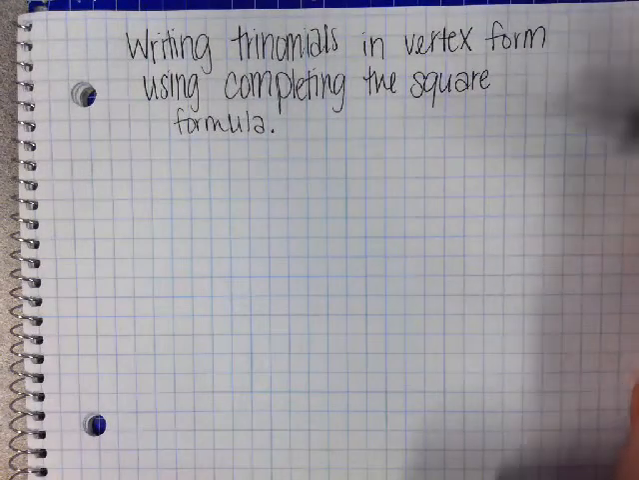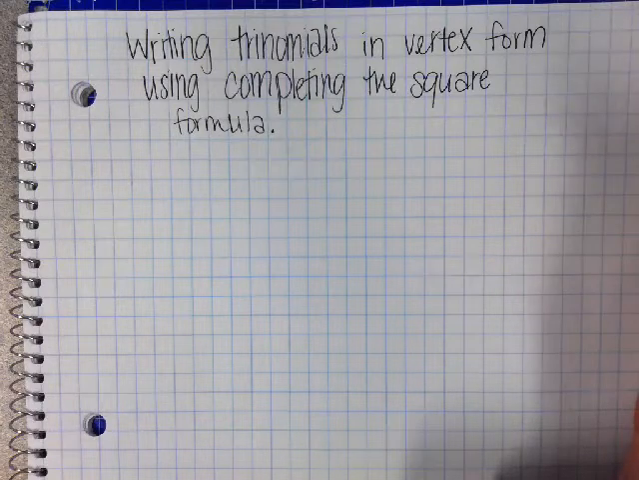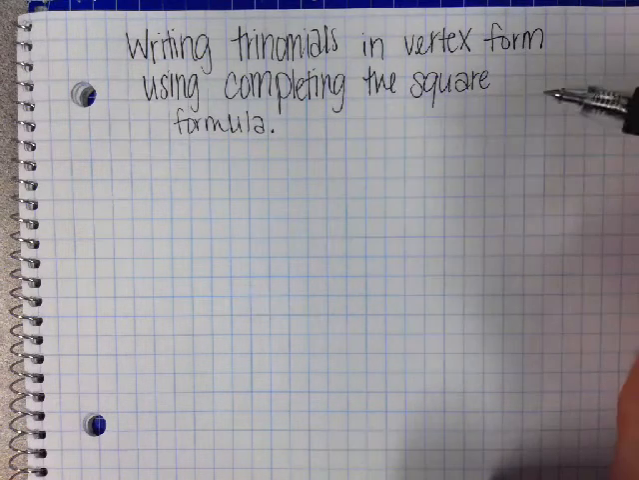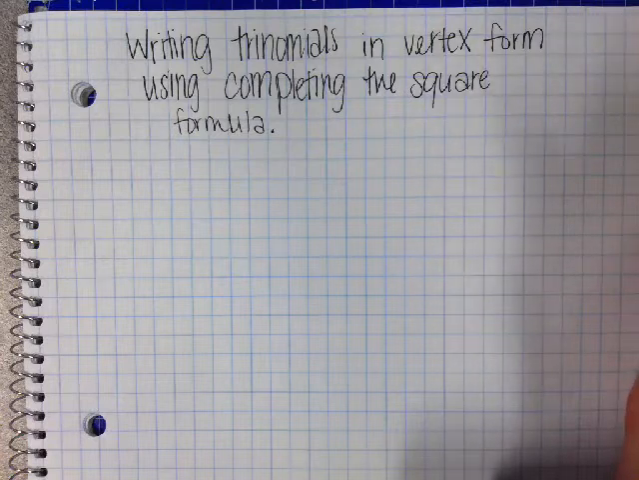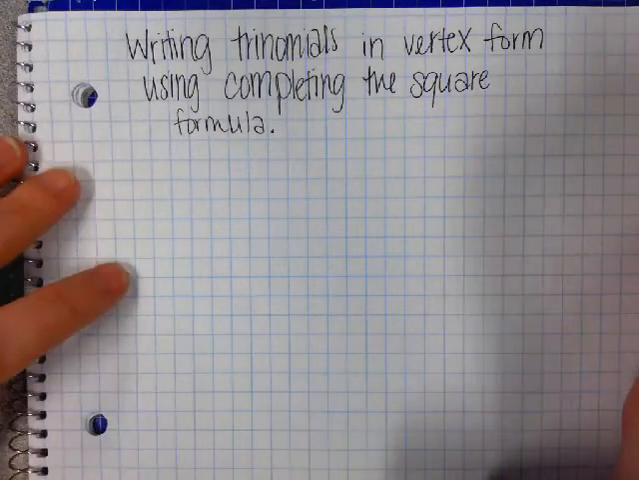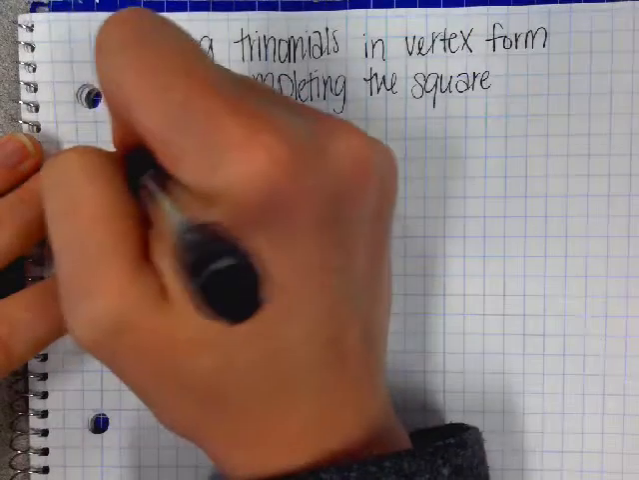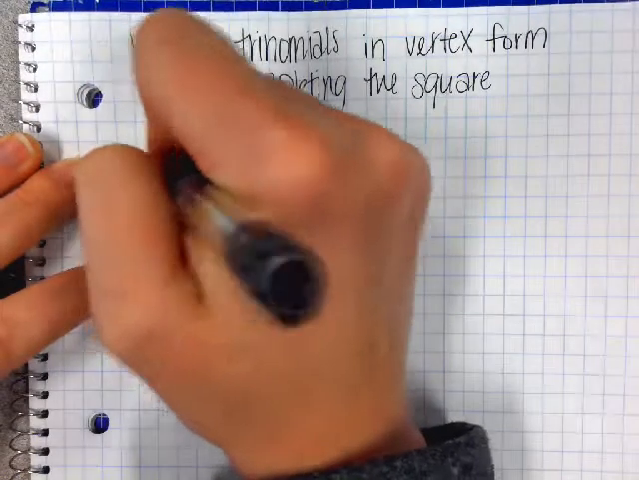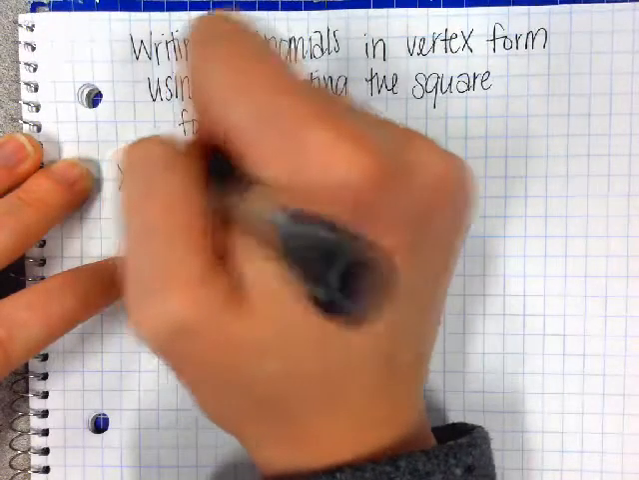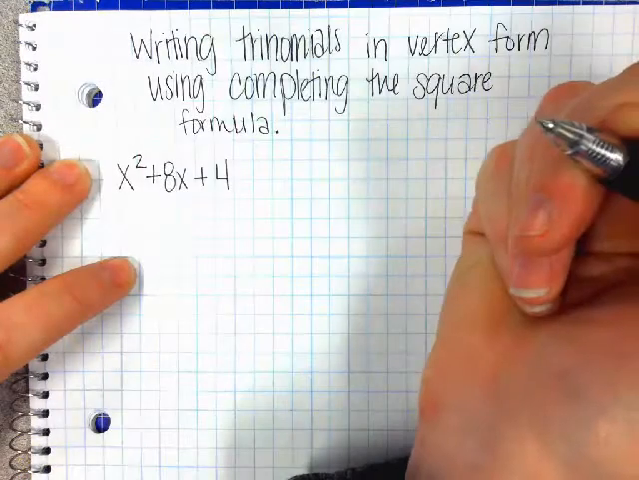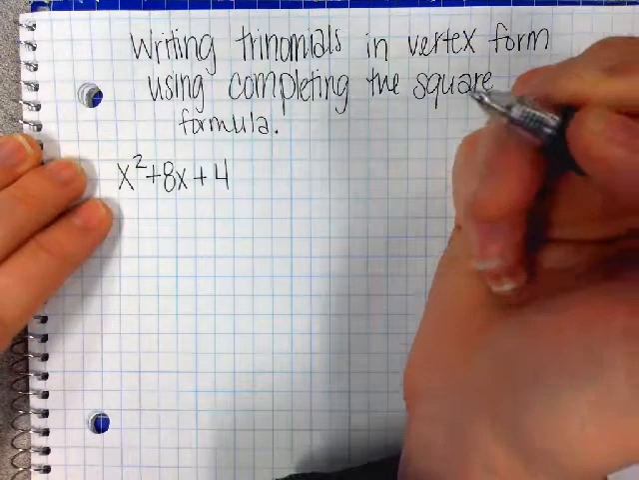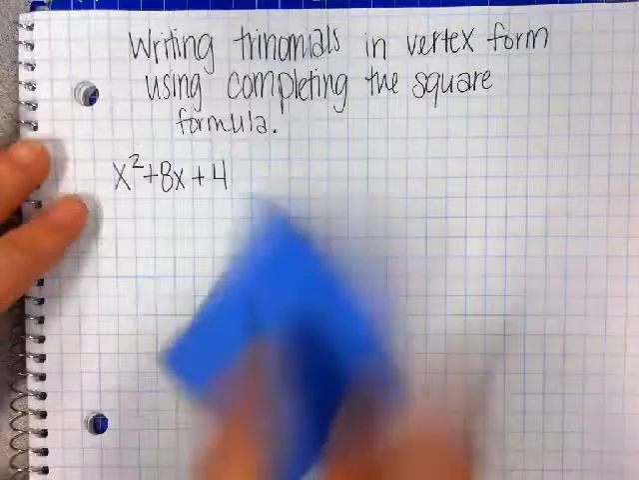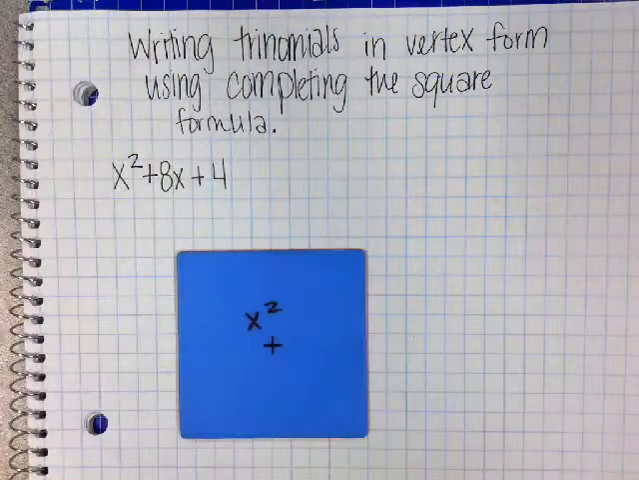If the algebra tiles were making sense, then keep using the algebra tiles. I just want to show you this because I know for some people using algebra tiles is redundant and takes too much time. So I'm going to do the same problem. If I have x squared plus 8x plus 4, I'm going to show you the algebra tiles one more time. So I have x squared.